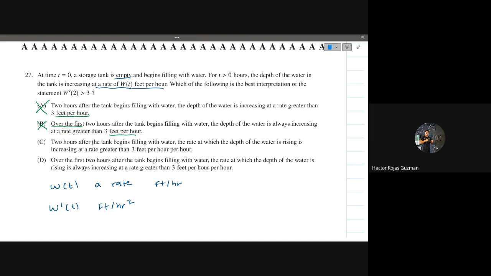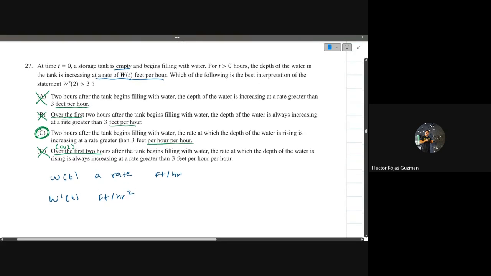Two hours after the tank begins filling with water, the rate at which the depth of the water is rising is increasing at a rate greater than 3 feet per hour per hour. That looks like the winner to me because we have per hour per hour. Over the first 2 hours, no, that is an interval, right? That's saying from 0 to 2. And that is not what a rate is. A rate is instantaneous.